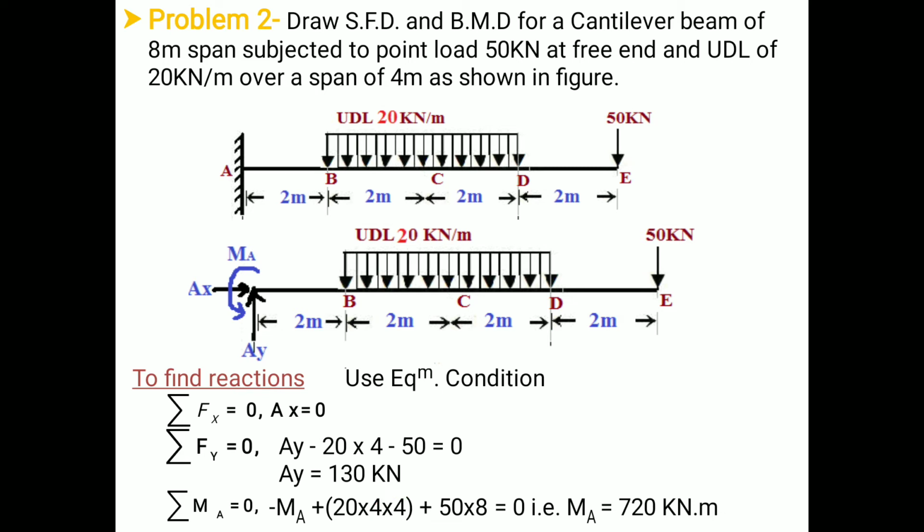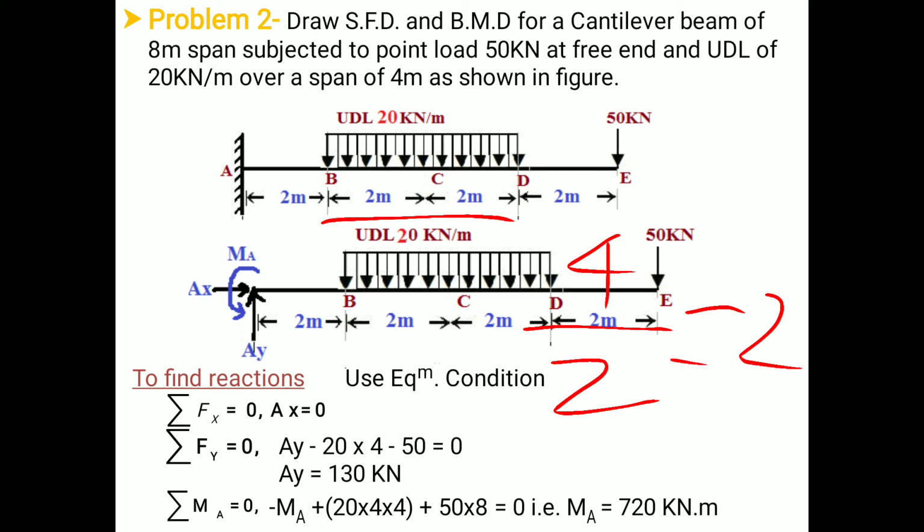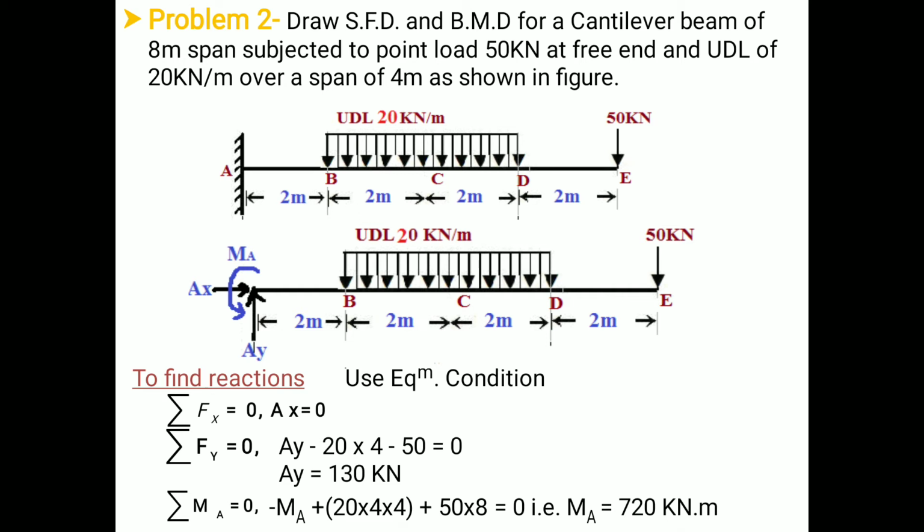Therefore this 4 divided by 2 is nothing but 2, plus 2 means this one, so it will become 20 into 4 into 4 plus 50 into 8. Again the turning effect of this 50 over the 8 is 50 into 8 because span is 8 meter. After solving this equation, we have moment at A is equal to 720 kilonewton meter, so it's a positive sign. So our assumed direction for the moment, that is anti-clockwise direction, is correct one.